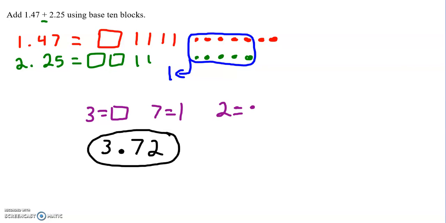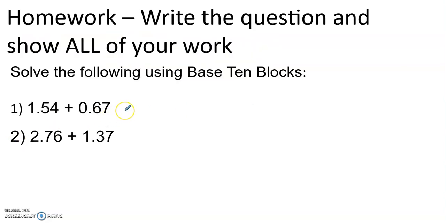Now that I have this, I want you to try 2 on your own. So I want you in your notebooks to mark this down as the homework section, show all of your work, and I want you to solve them using base 10 blocks. So you have 1 and 54 hundredths plus 67 hundredths. And then the second one would be 2 and 76 hundredths plus 1 and 37 hundredths. I want you to use the base 10 blocks in your work. You will not get full credit if you do not attempt it with the base 10 blocks.